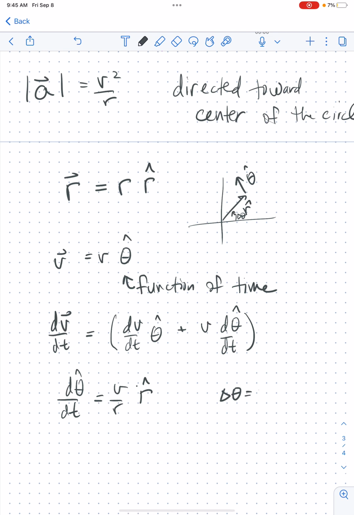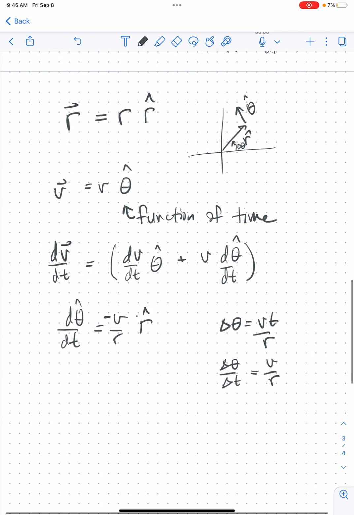Which we can find from the fact that delta theta is vt over r, as we talked about above, right? And so delta theta over delta t is v over r in terms of its magnitude, and then the direction of d theta hat dt is going to be negative r hat, because the direction that it's changing over time is in the direction of r hat, right? So if we imagine here's our theta hat at one moment in time, and then a little bit later, it's going to be like this. The change in delta theta hat looks something like this, and that's directed inward, okay? So notice there's this negative sign here that I forgot to write at first, okay?